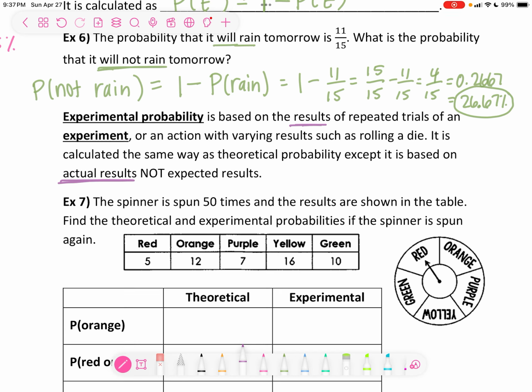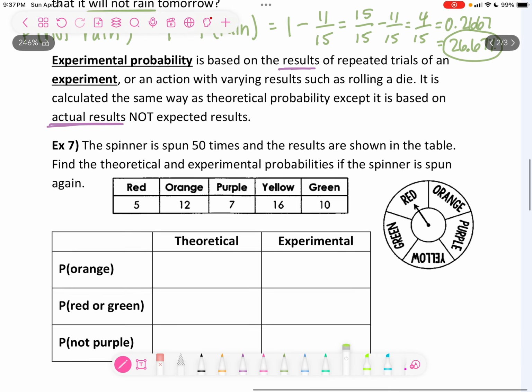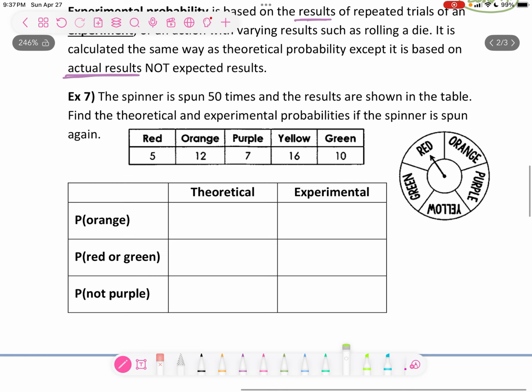So the spinner is spun 50 times and the results are shown in the table. That's the experimental aspect of it. This spinner was spun 50 times and here are the results. It landed on red 5 times, orange 12 times, purple 7 times, yellow 16 times, and green 10 times. So these are the experimental, actual results here. Then it says find the theoretical and experimental probabilities if the spinner is spun again. So we're looking for the theoretical probabilities for each option, and the experimental probabilities of what actually already happened.